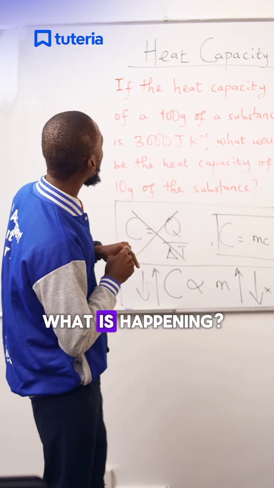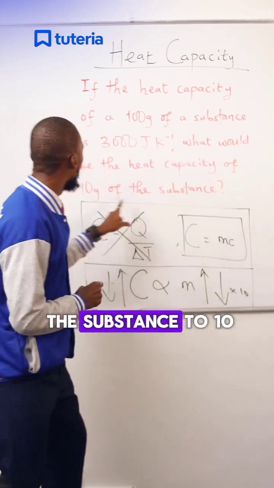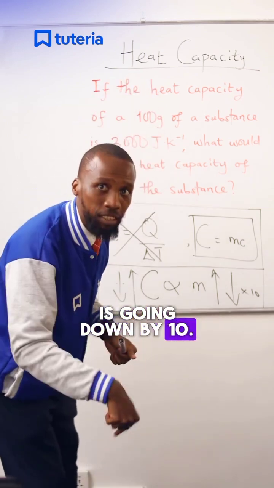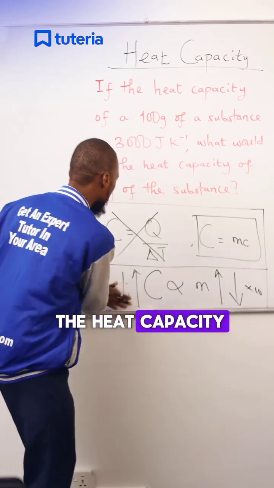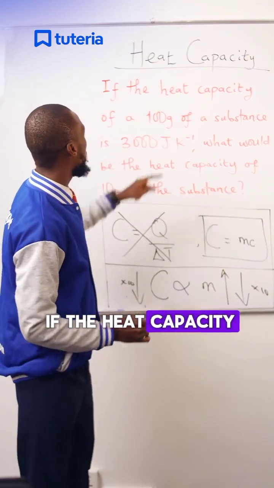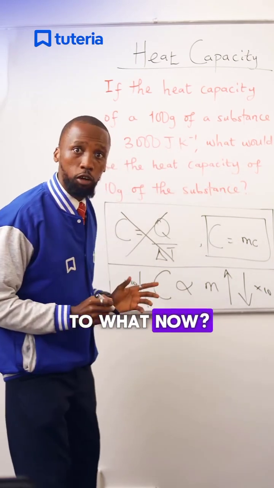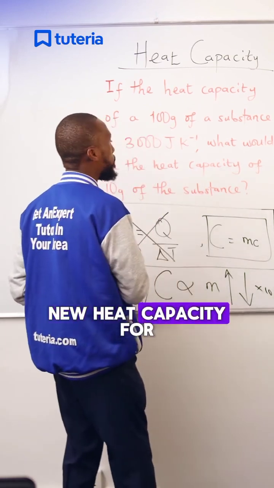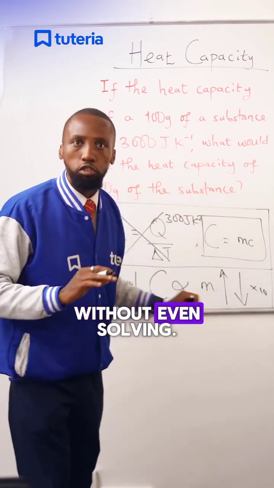So let's look at that problem. The mass changed from what to what? From 100 grams of the substance to 10. That means the mass is going down by 10. So if the mass is going down by 10, it simply means the heat capacity should also go down by that same 10. So the heat capacity should move from 3000 joules per Kelvin to what now? 300 joules per Kelvin. Just divide by 10 here. That means the new heat capacity for this problem will be 300 joules per Kelvin without even solving.